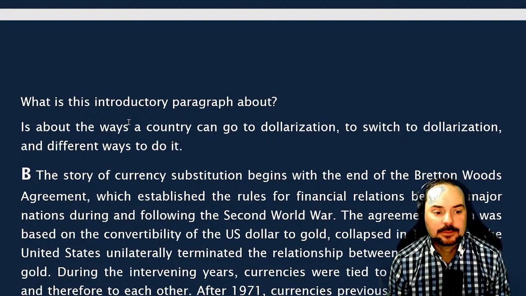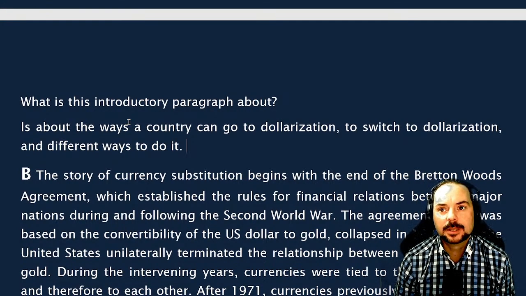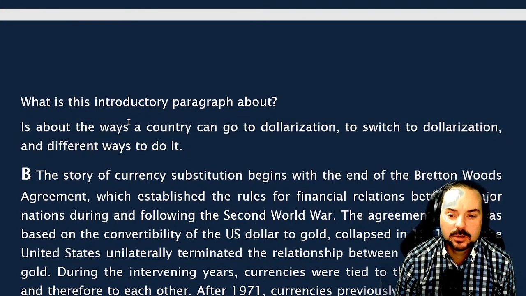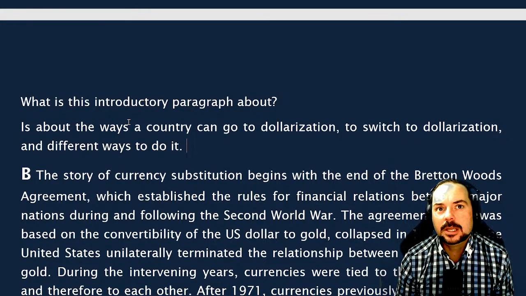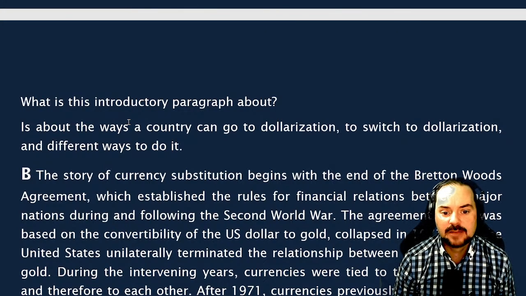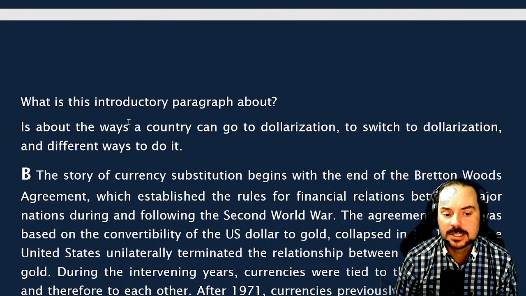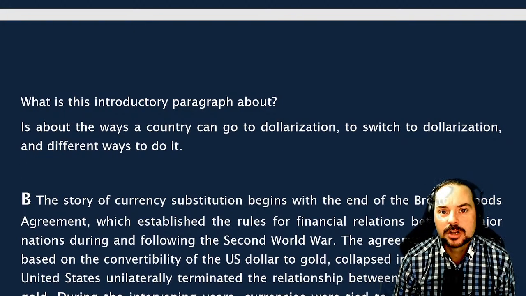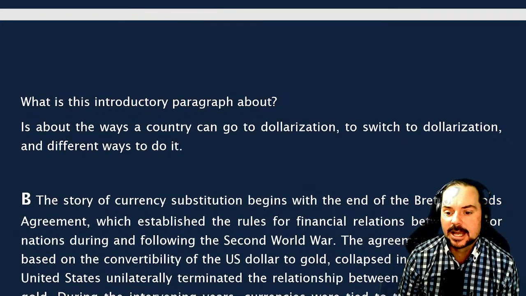So you're not 100% happy with it. It's also, notice it's a bit wordy. So when your answer takes a lot of words, it's probably not the right answer. Okay, so you're giving a lot of information here. It's about the ways a country can go to dollarization, to switch to dollarization, different ways to do it. So you're not really summarizing here what the paragraph is about, but you're just reiterating it. You're restating it in several phrases. Try to give it another answer that you feel is maybe more concise and accurate.